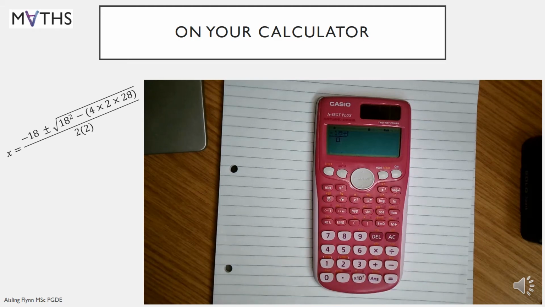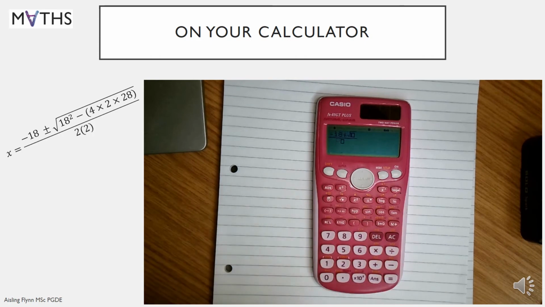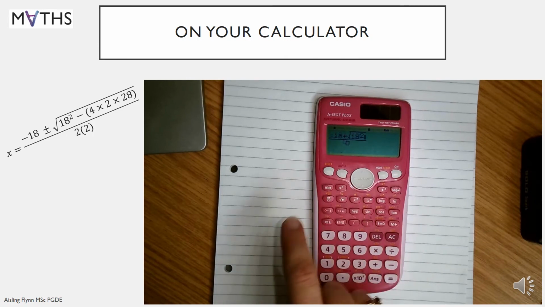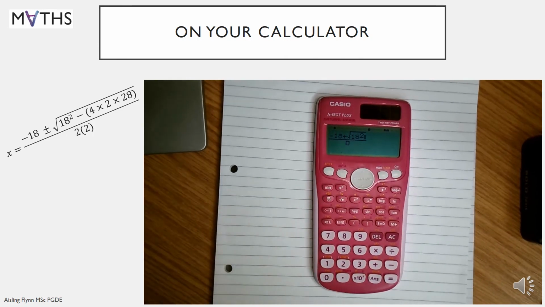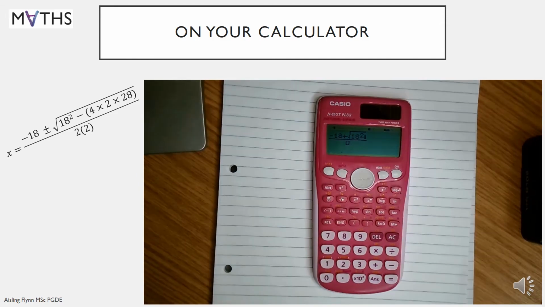Okay, then I'm going to square root it. This is the square root button. Then I have 18, and to square something I can use x squared. Now if you have a negative number, you could use brackets and put the negative sign inside the brackets before you square it as well.